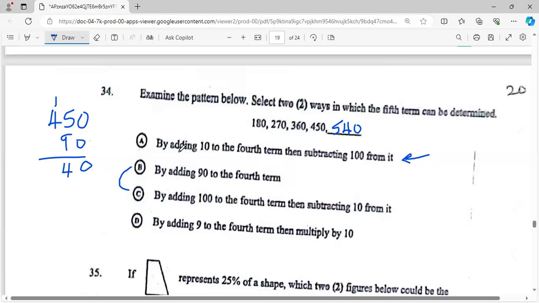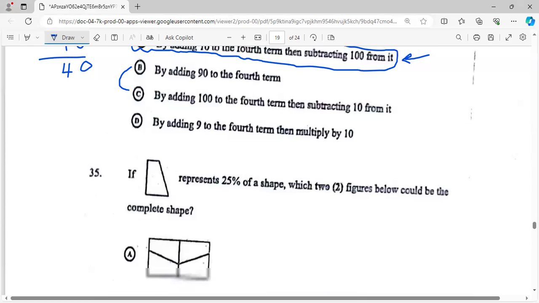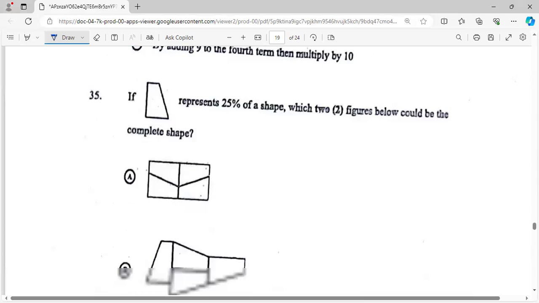So this tricks some persons, guys. You have to be careful, all right? Because I think persons will say, well, the difference is 90. But look at what it's going. It's going the subtracting way, and we should be adding. So yeah, it's actually B and C. All right? Let's move on to 35.